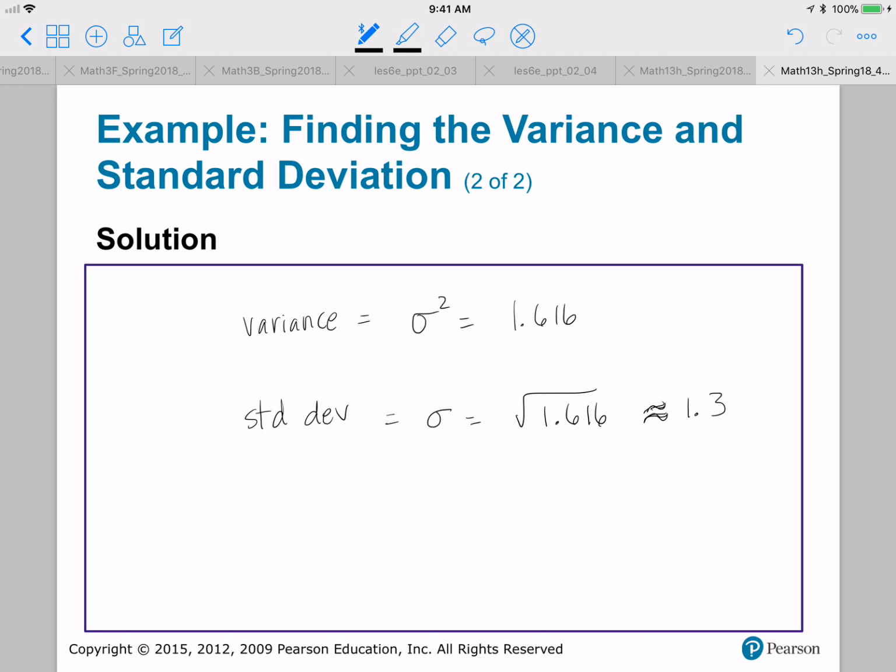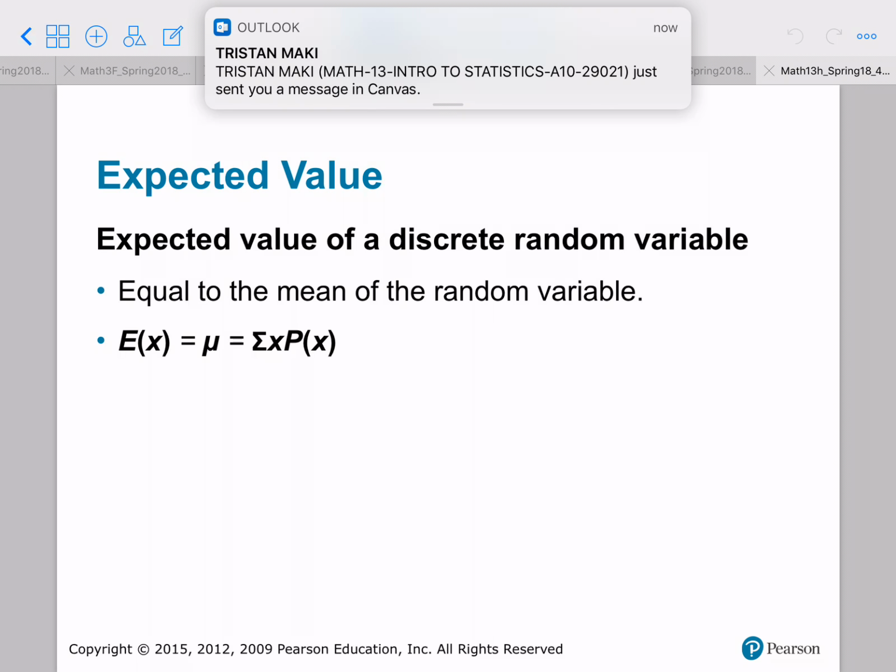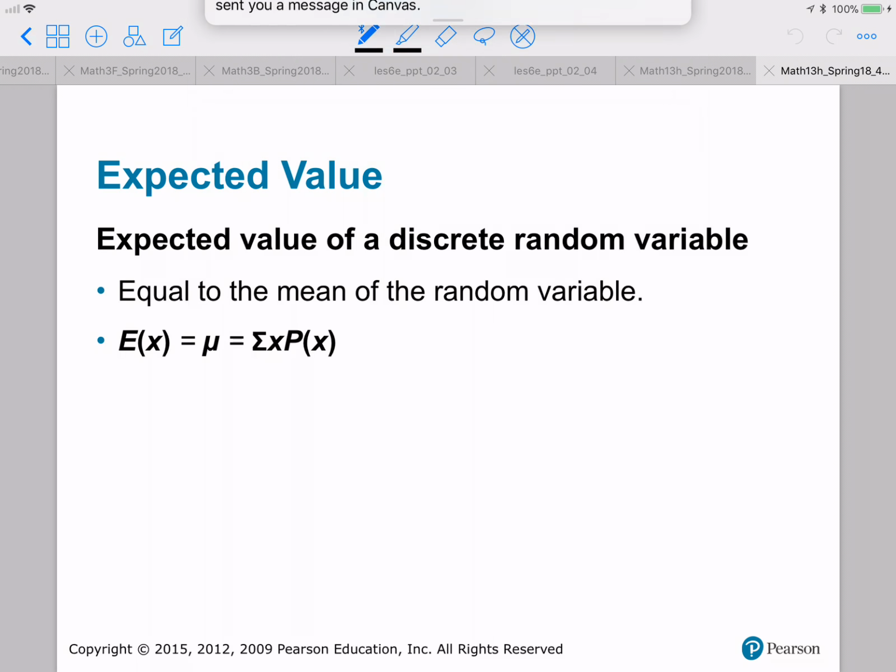Okay. Now the last concept is one that I said is really, really useful, and I always make sure that I put an expected value question on exams because it's very practical.